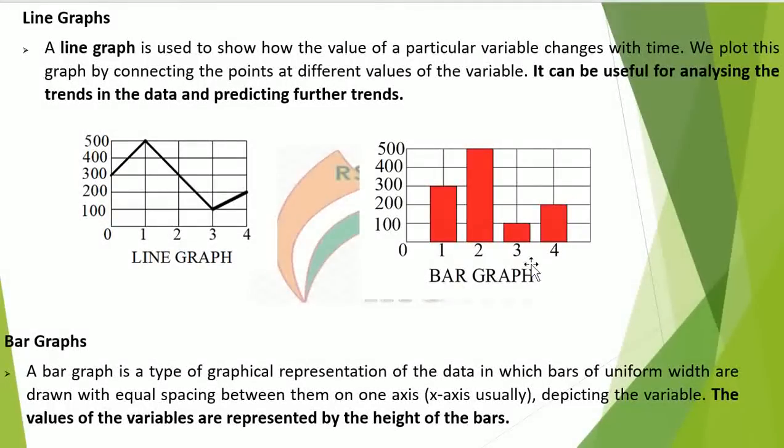Generally we draw these on the x-axis, and the height of each bar represents the value of the variable. The first bar is 300, the second bar 500, the third bar again 100, and the fourth bar 200. This first bar shows the value of the variable is 300, the second bar shows the value of the variable is 500, and so on. So this is a bar graph.